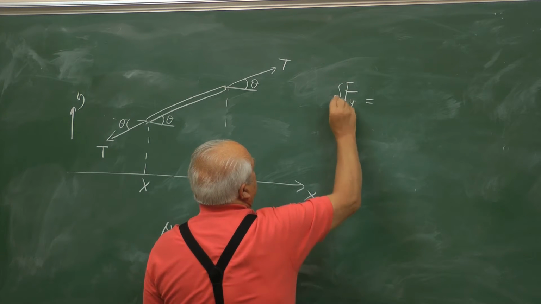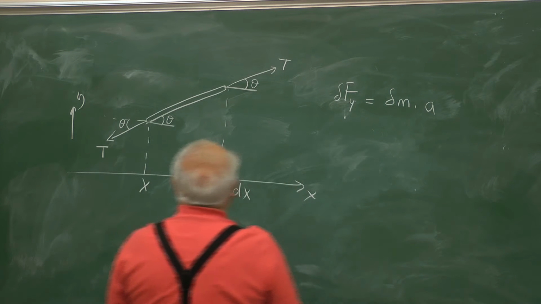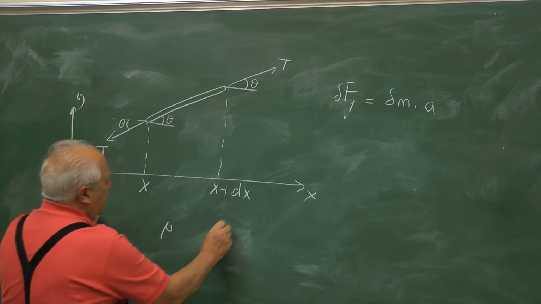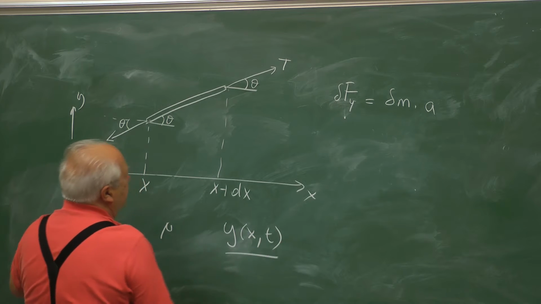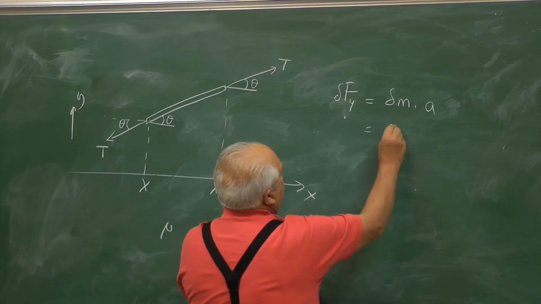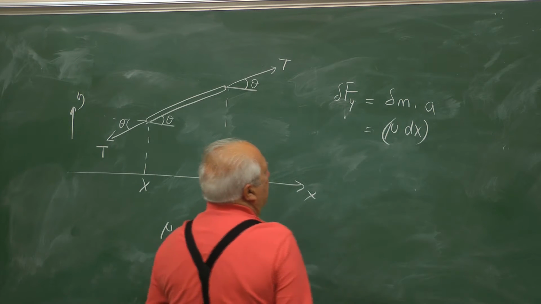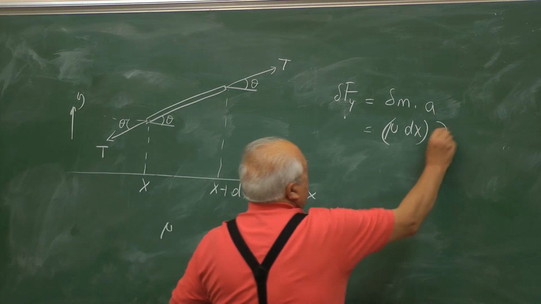well, small force delta F, it's delta m times acceleration, and we shall call the displacement y at x at time t. So this is our displacement. This will be mu dx. And a is acceleration, the second derivative.